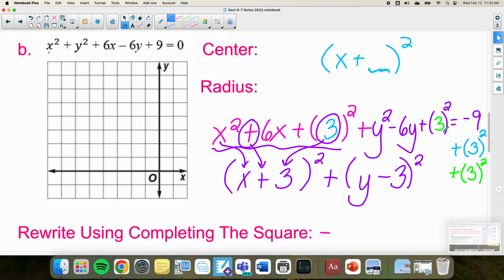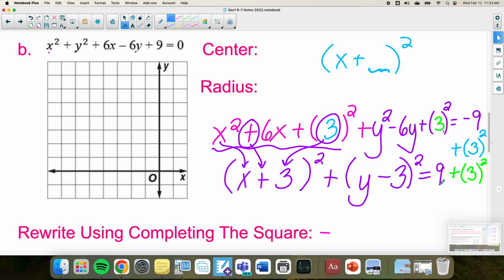Okay, now let's try to do this in our heads. Isn't 3 squared 9? Yes. Isn't negative 9 plus 9 0? Yes. Plus 9, so isn't this just 9? Right. Okay. How come the 6s just disappear? Like, why don't we do anything with the 6s?